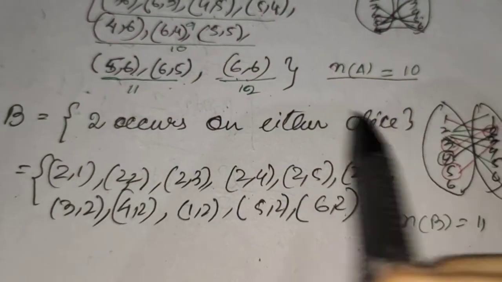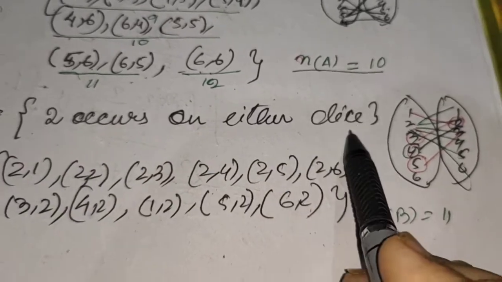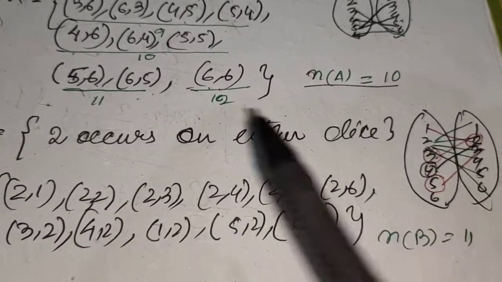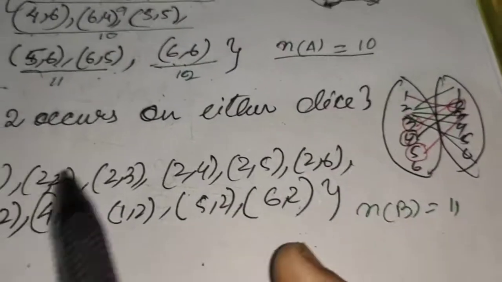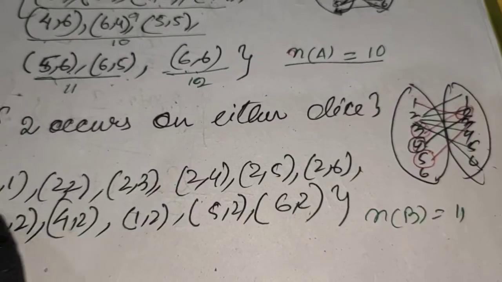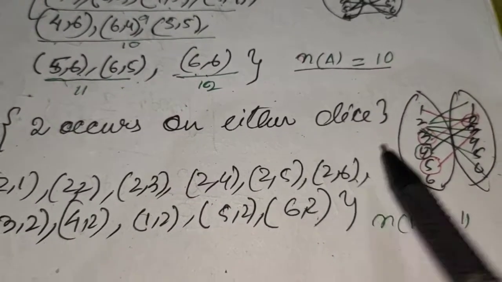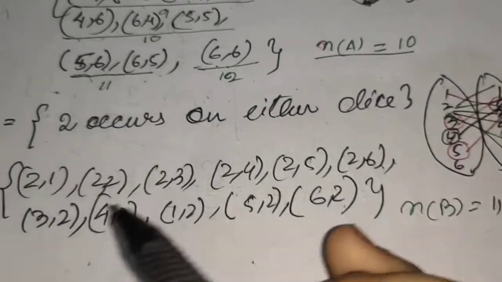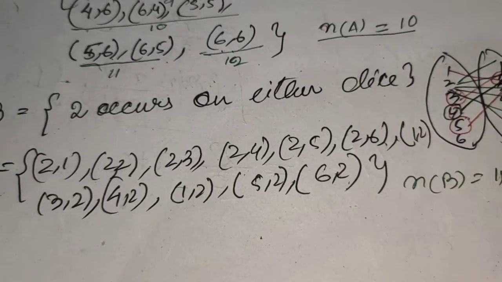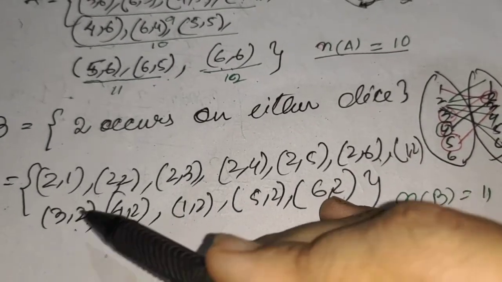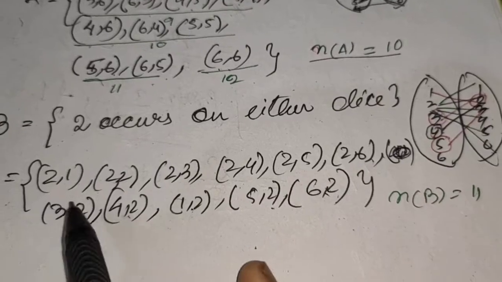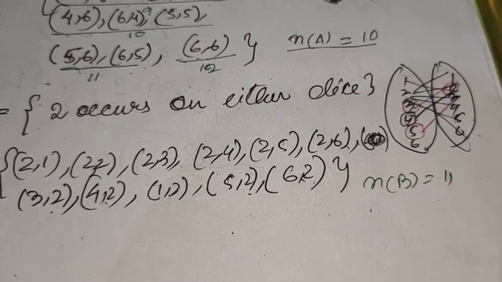Next, condition B is given: 2 occurs on either dice. 2 occurs on either dice means either dice 1 or dice 2 or on both. So how to do it? First one is 2 1, 2 2, 2 3, 2 4, 2 5 and 2 6. So you write down the first phase. Then next, 1 2, 2 2, then 3 2, 4 2, 5 2 and 6 2. If we add, there will be 11 outcomes. So the cardinal number is 11.